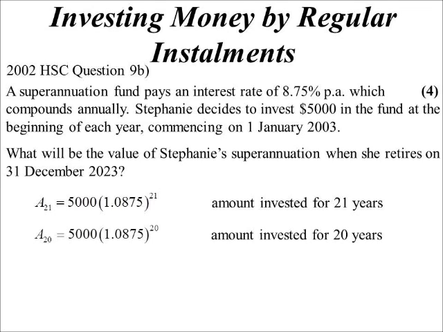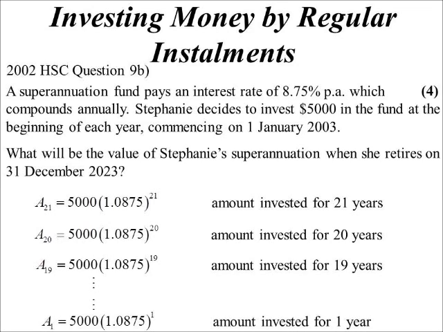But then the next year, she's going to make another payment, and it'll be in there for 20 years. Then the year after that, she'll make another payment. It'll be in there for 19 years. You see, we're starting to get our geometric series here. And we could keep going like that until the last one will only be in there for 1 year. And so there is our series.